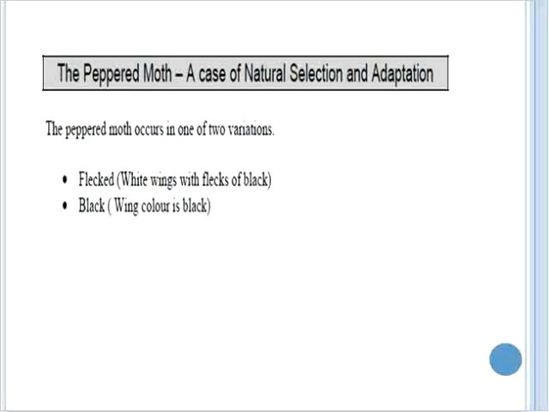If we look closely at one particular example, that being the case of the peppered moth in England, it provides a case of natural selection and adaptation at play. The peppered moth as a species occurs in one of two variations. There is the flecked form, which is white wings with flecks of black, or the black form, where the wing color is solid black.